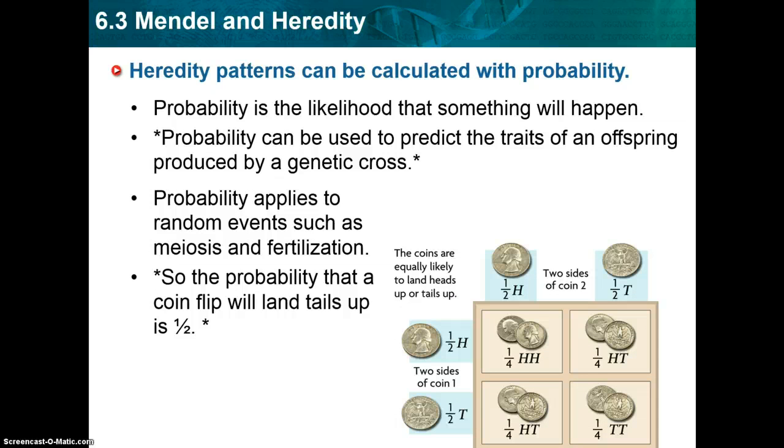Probability is the likelihood that something will happen. Probability can be used to predict the traits of an offspring produced by a genetic cross. Probability applies to such random events as meiosis and fertilization, and so the probability that a coin flip will land tails up is 1/2 each time you do it.